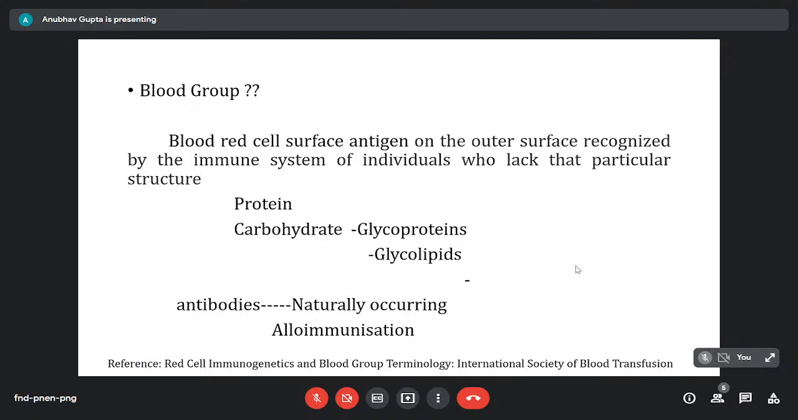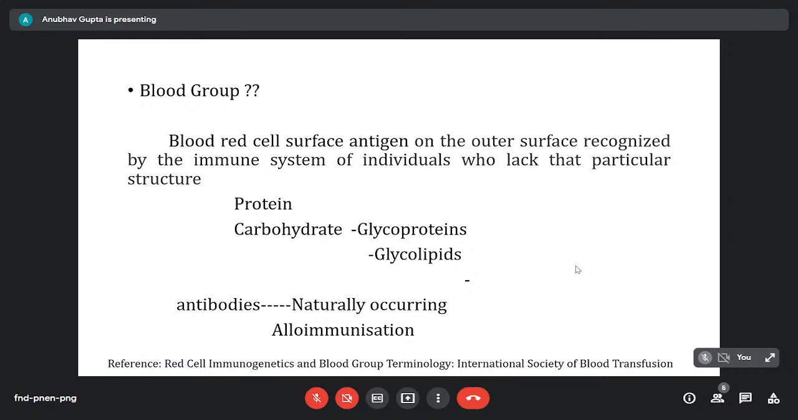Suppose taking the example of HDFN, the baby is having alloimmunization from the mother. The baby is harboring that antigen and the mother is not harboring the D antigen. Mother will form anti-D and it will cross over the placenta, then come to the baby. So the baby is having the alloimmunization from the mother.